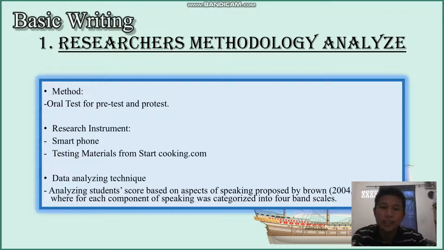Second, hypothesis testing. The researchers analyzed data by using a statistical formula suggested by Arikunto 2010. Finally, after the calculation and finding out the final result of the t-test, the researchers compared them to figure out if there are any differences. And in this case, the researchers used the alternative hypothesis and the null hypothesis.